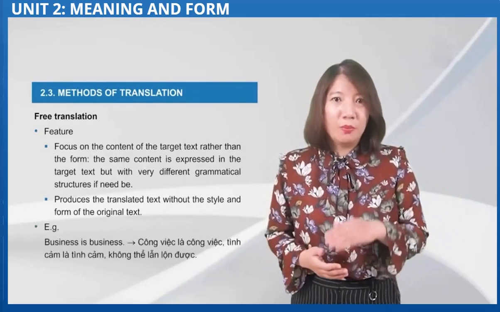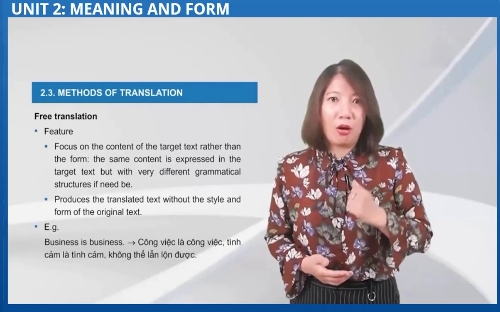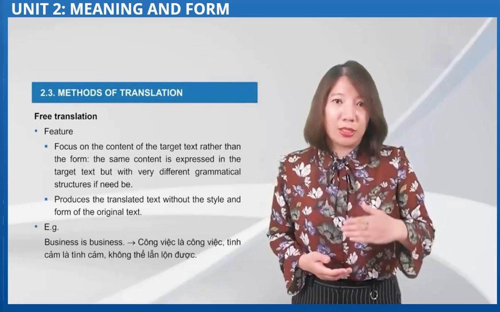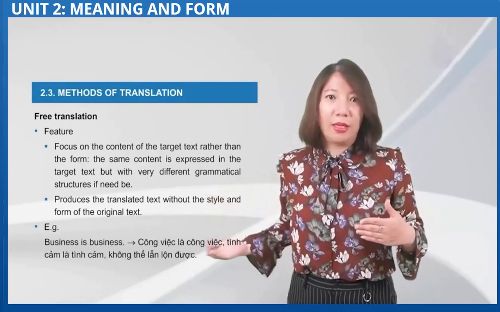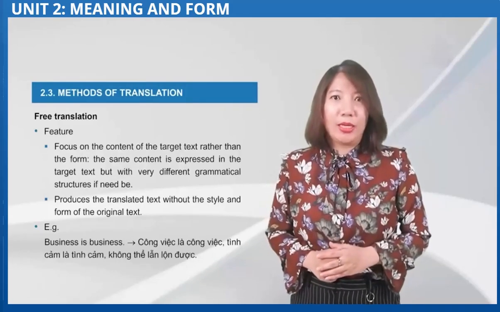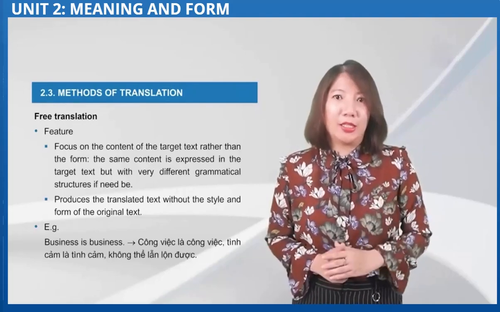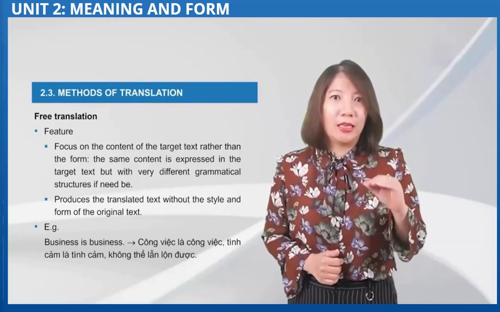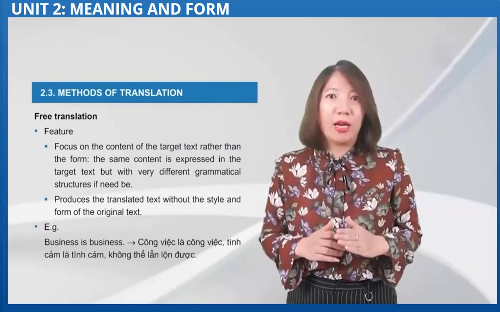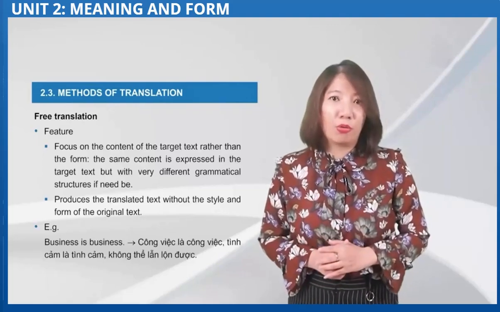For example, business is business. That is one sentence, one clause actually. And under free translation, it is translated as công việc là công việc, tình cảm là tình cảm, không thể lẫn lộn được. So, looking at this example, we can see that the same content is expressed in the target text, but it is expressed in very different grammatical structure without the style or the form of the original text.